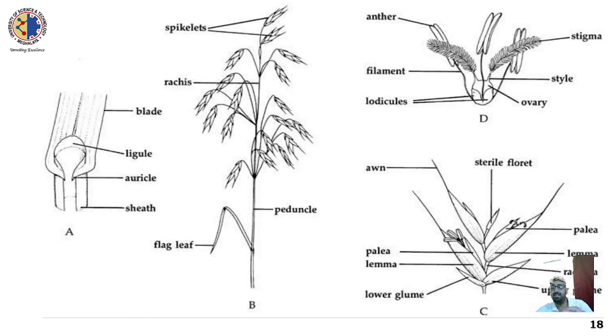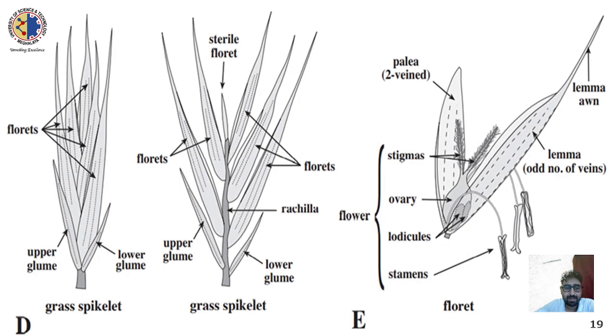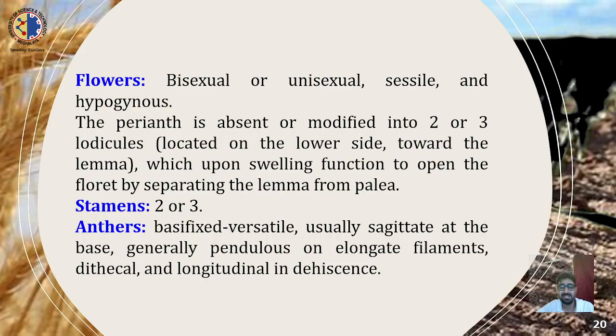And in picture D, it is a much closer view of a single floret, where you will observe on the lower side lodicules and ovary, and two feathery stigmas you will see easily, and three anthers. Here again, these are some grass spikelets, florets as well. These types you will find in rice as well.